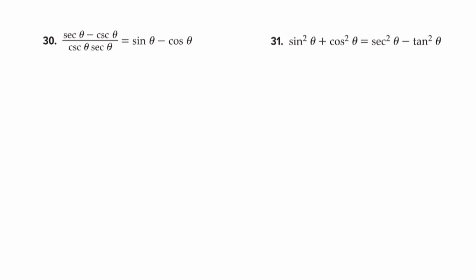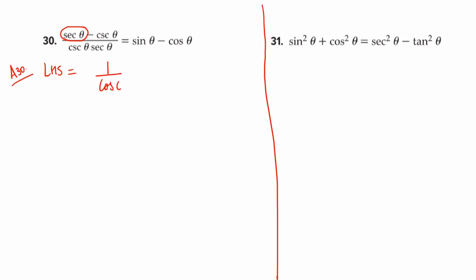Okay, let's solve question 30. I'm going to begin with the left side, so let's write it. Now, in the left side, I can use so many identities. I'm going to convert everything into sine and cos. So I will use the reciprocal identity for secant, and in place of secant I will put 1 over cos theta. Similarly, cosecant is the reciprocal of sine, so I'm going to replace it with 1 over sine theta. The same thing we do for the denominator as well.